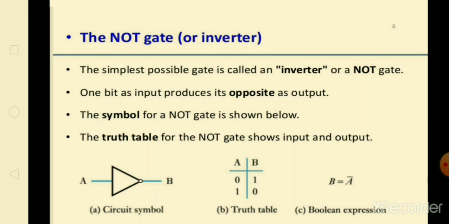Now look at the Boolean expression. In figure C, B is equal to A complement, or A bar. So B is equal to A bar means when A is 0, look at the truth table, B equals 1, and when A is 1, B equals 0. So this is how you get the truth table from the Boolean expression. One bit as an input produces its opposite as an output in the NOT gate. Okay, so these are the three basic gates we have studied. First, the AND gate, second, the OR gate, and third, the NOT gate.